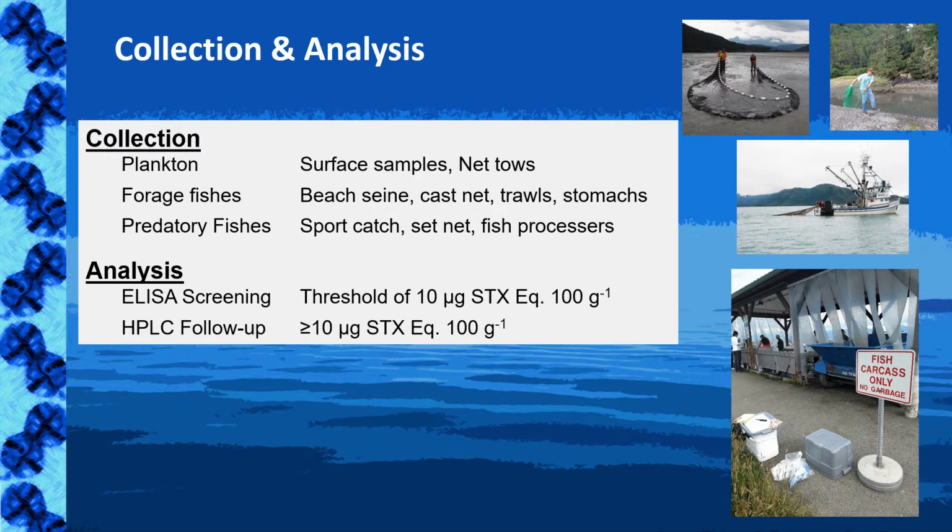To collect the samples, the plankton samples are collected with surface samples from net tows. The forage fish samples are collected by beach seine, cast net, trawls, as well as stomach samples from predatory fish. And then the predatory fish samples are collected by sport catch, set net, as well as fish processors. And then we have two different methods of analyzing the toxins, both ELISA screening and HPLC screening.